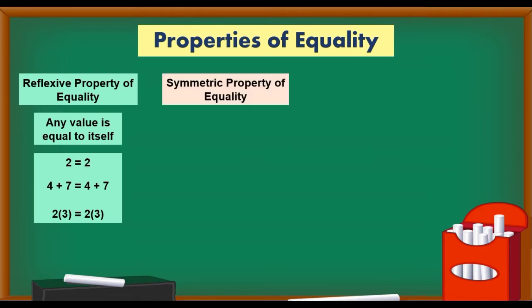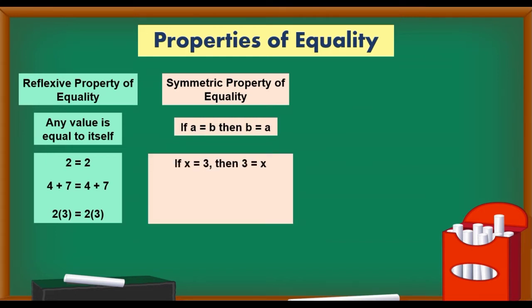Another one is what we call the symmetric property of equality. Ano naman po ang symmetric? If A equals B, then B equals A. Yan. Ito naman po, pag pinagbaliktad natin yung given. So, for example, if X equals 3, then 3 equals X. So, kahit pagbali-baliktad rin natin siya, wala pa rin pong mababago dun sa makukuha nating sagot.